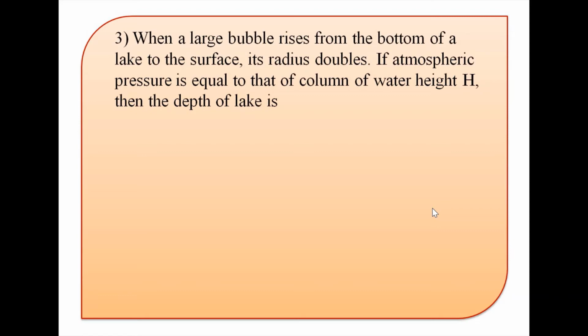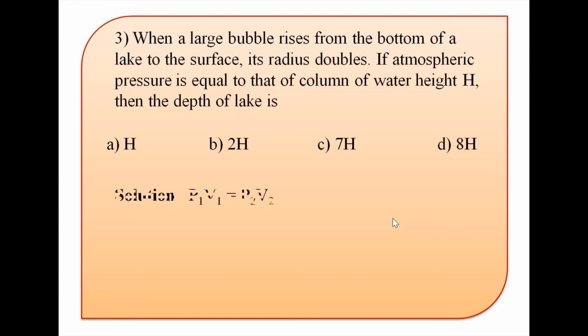When a large bubble rises from the bottom of a lake to the surface, its radius doubles. If atmospheric pressure is equal to that of a column of water of height capital H, then the depth of the lake is. Options are: option A is H, option B is 2H, option C is 7H, and option D is 8H. So let's see how to solve this.